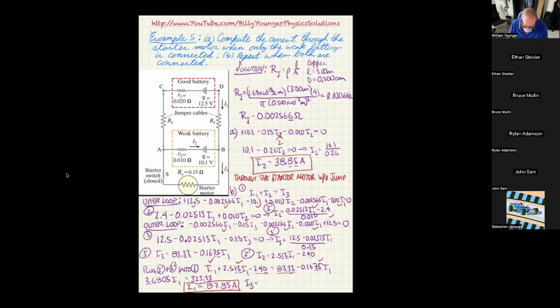Notice that tells me I'm supposed to take 83.33, and I'm supposed to subtract from that 0.1675 times I1, which is 87.85. So 83 minus all that gives me 68.62 amps. And that's I3. That's the one we really wanted to know.